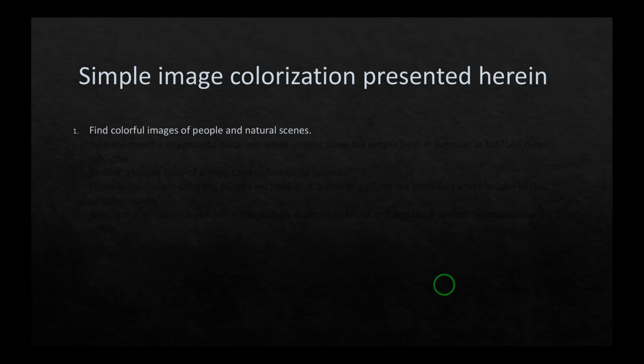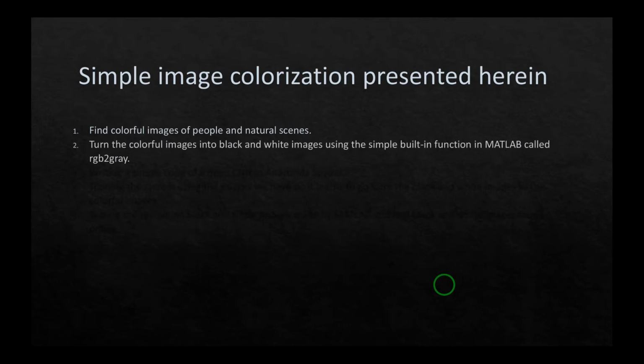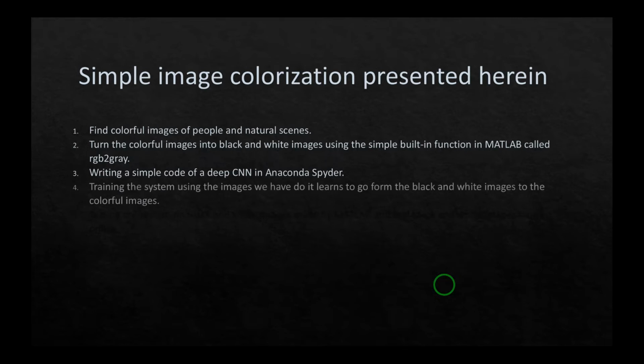First, I would find colorful images of people and natural scenes online, and then I would turn them into black and white images using a simple built-in function in MATLAB, which is called rgb2gray. And then in the third stage, I would write a simple deep CNN code in Anaconda Spyder, and I'm going to show you that as well. In the fourth stage, I would like to train the system using the images so that hopefully the system would learn to go from black and white images into colorful images.